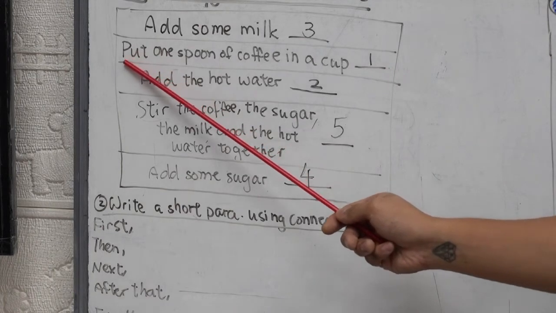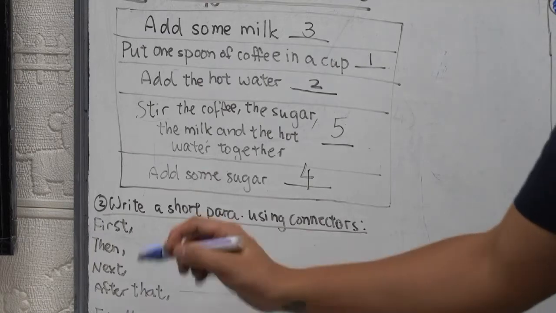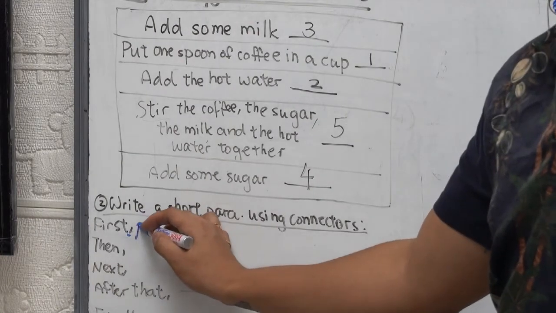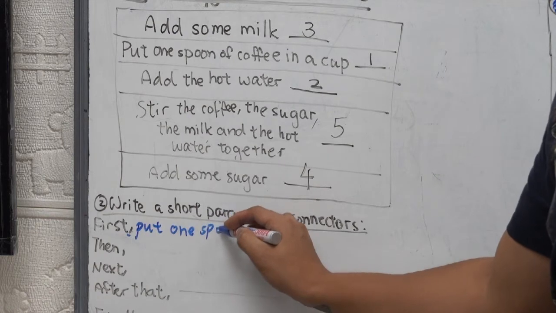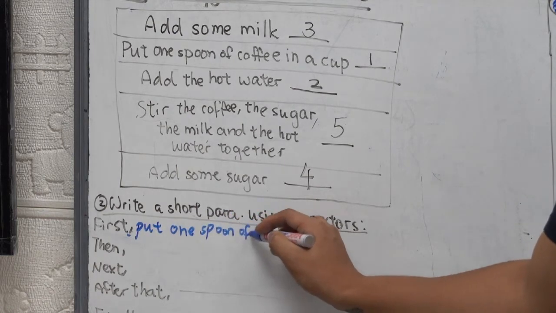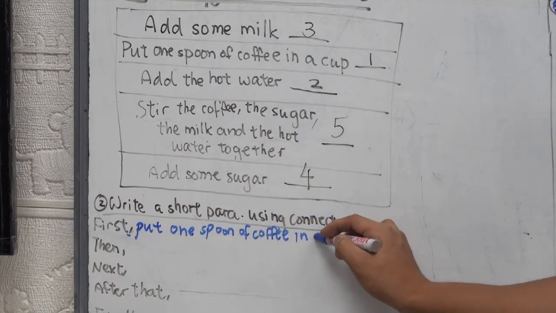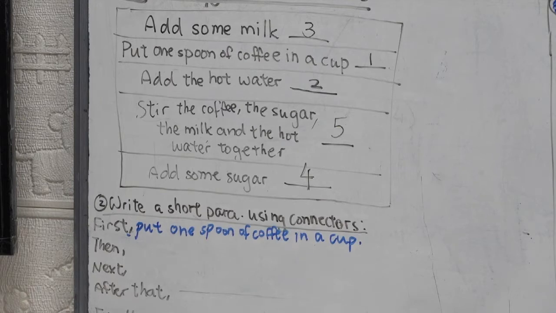So first is number 1. Alright, so we will change the capital letter P to a small letter p because we already have the first word, which is first. So pay attention. Here we can find a comma, right? There should always be a comma in between the sequence and the rest of the sentence. So first, put P-U-T, 1, O-N-E, spoon, S-P-O-O-N, of, O-F, coffee, C-O-F-F-E-E, in, I-N, just letter A, and cup, C-U-P. Don't forget your full stop. Now this is the answer for number 1. First, put 1 spoon of coffee in a cup. Write that down, please.